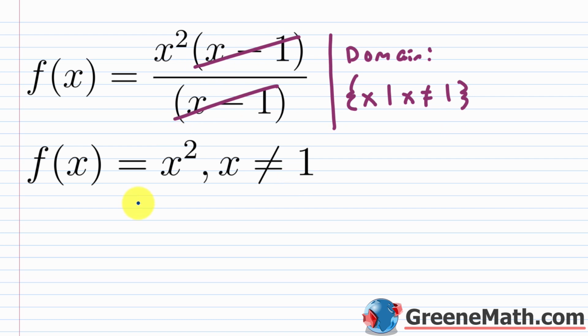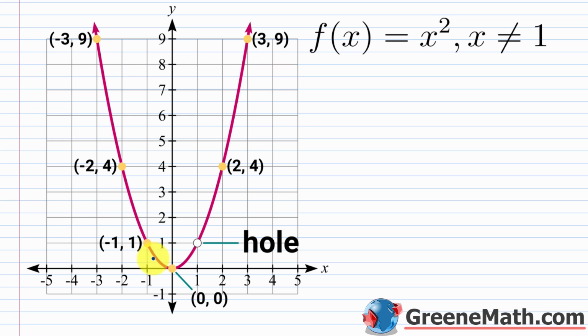So now the simplified version of this is f of x equals x squared, but you're going to say for x is not equal to 1 because we're carrying that restriction over. When you graph this, we know what the graph of f of x equals x squared looks like. You're not going to have any asymptotes. We know that the x-intercept and the y-intercept are both going to occur at the point (0, 0), or the origin. And we have our (0, 0).